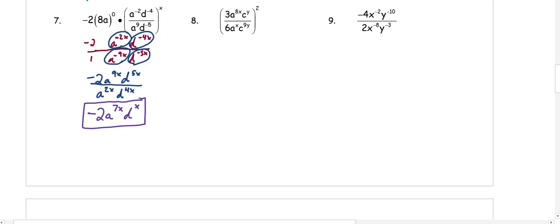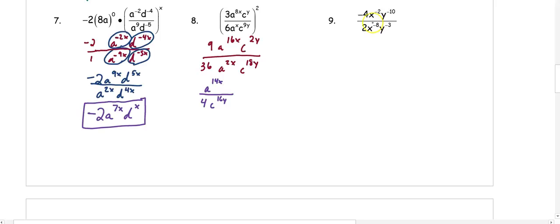Number 8, we need to distribute an exponent of 2 everywhere. So this becomes 3 squared a to the 16x, c to the 2x, all over 6 squared a to the 2x, c to the 18y. So I can use my exponents to simplify these numbers. So 3 squared is 9, and 6 squared is 36. Now, when I go to simplify this, I can reduce 9 over 36 to 1 over 4. And I'm going to subtract my a exponent. 16x is larger, so I don't need the 1 here since I know a is going to stay in the numerator. 16x minus 2x gets us 14x. 18y minus 2y gets us 16y in the denominator.